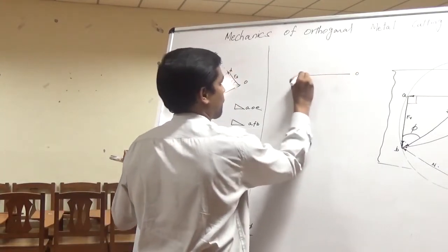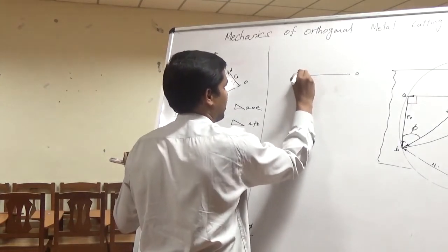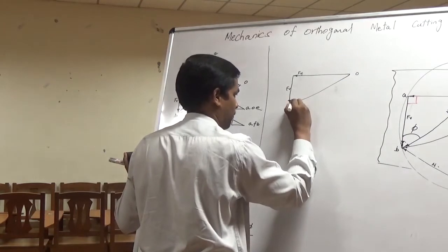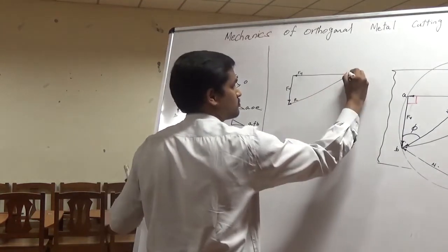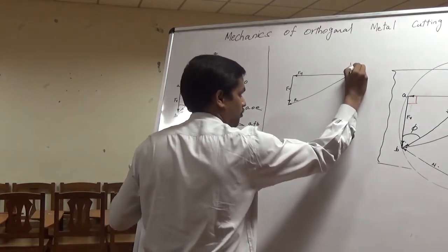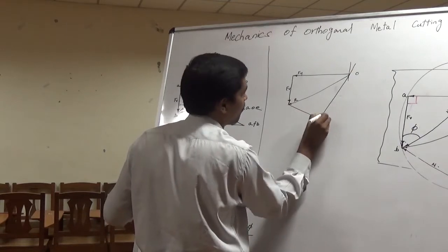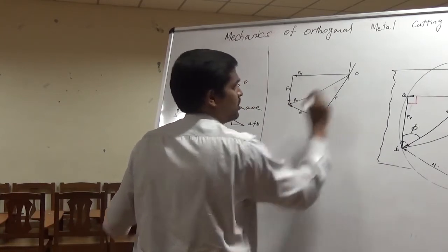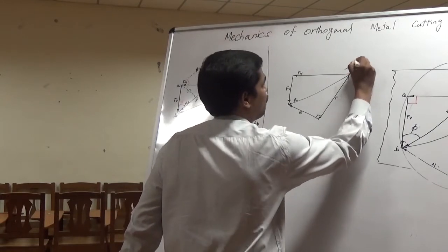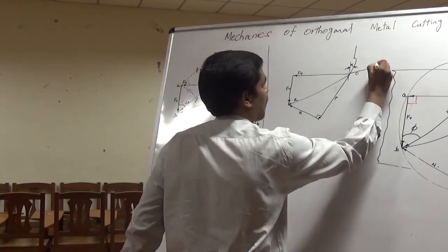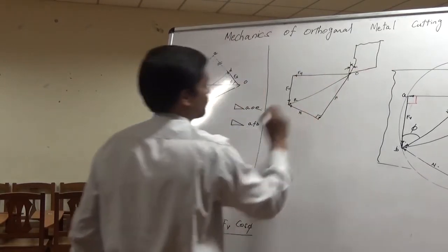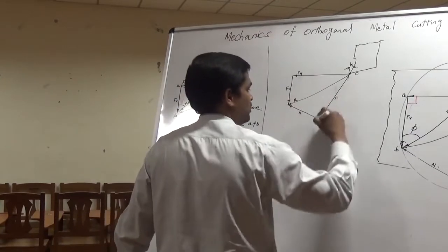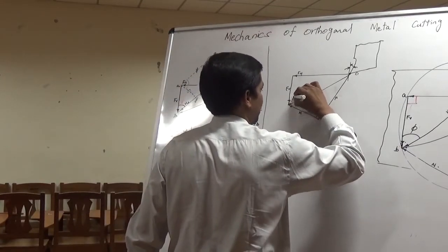So we have O, FH, FV, or F and N. This angle is back rack angle alpha, and here to solve for F and N, this F by applying principle of transmissibility, I can move it here.